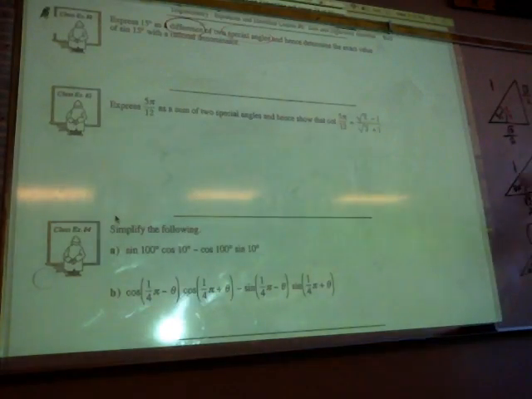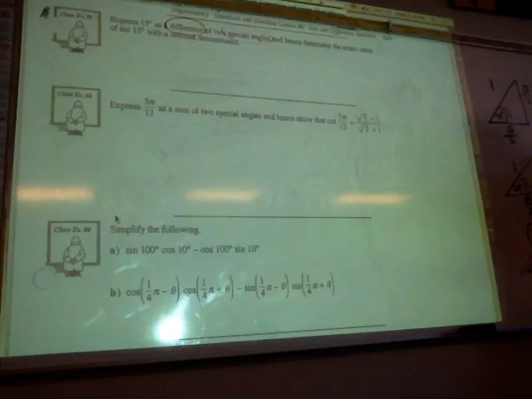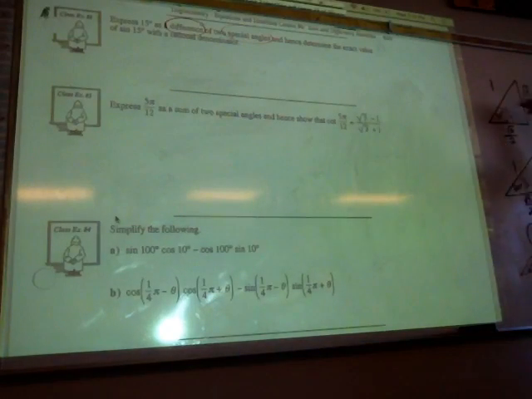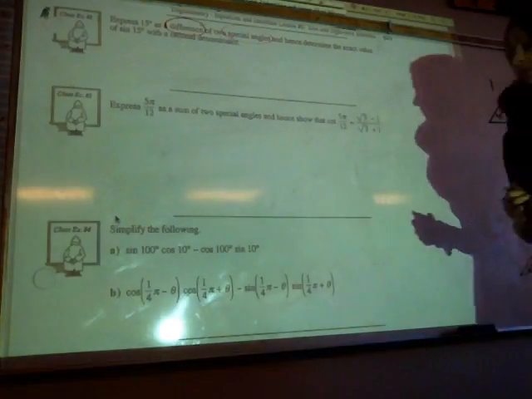So can we put any combination of 45, 30, and 60 where we're taking a difference so that we result in 15 degrees? 45 minus 30. Okay, good. 45 minus 30, or we could have gone 60 minus 45. Either or. But we'll just go with the 45 and 30.